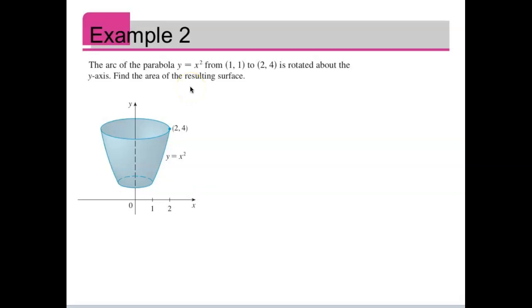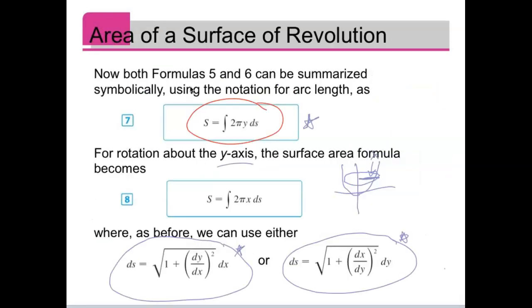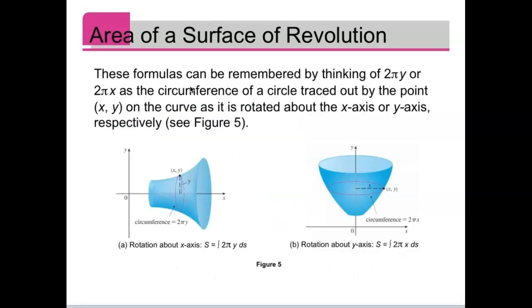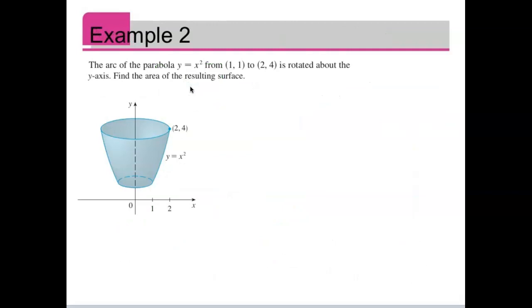All right, let's do it. So first off, we're rotating around the y-axis. So we want to use this version of the formula, 2 pi x ds, where ds, remember, could be either of these depending on what we choose to integrate with respect to. All right, so I'm just going to write down the general formula that we'll be using. So y equals the integral 2 pi x ds.